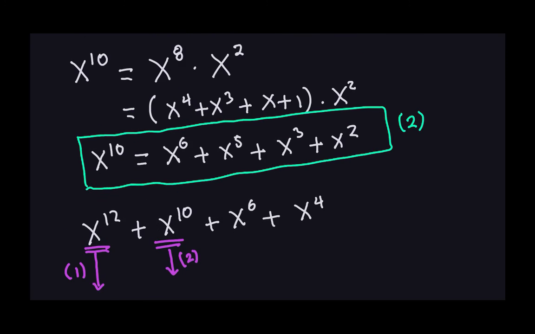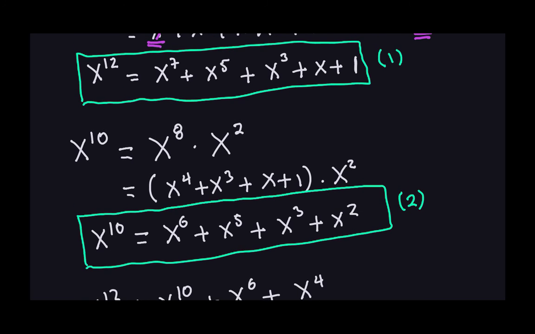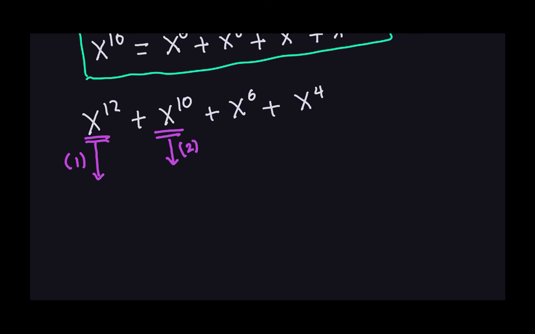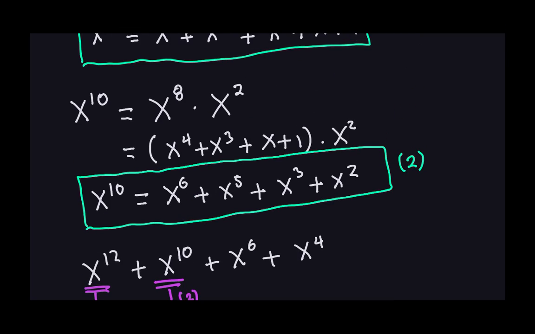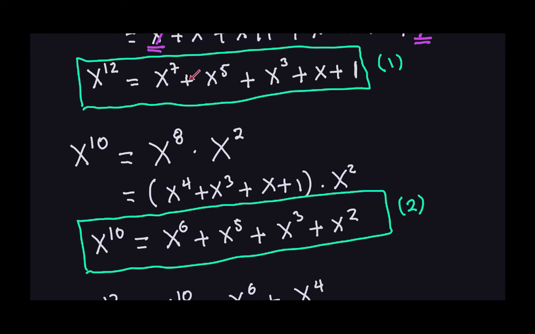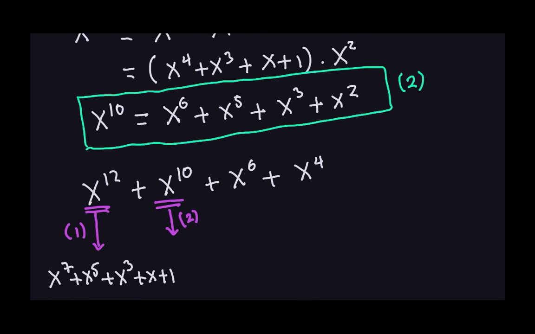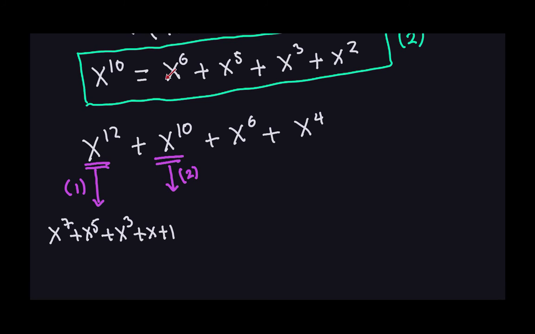So what is equation 1? Equation 1 says that x to the 12 is this right here. So I'm going to just write that down. So I have, let me see here, with color, x to the 7 plus x to the 5th plus x cubed plus x plus 1. That would be x to the 12. That again is right here. And then I'm going to add x to the 10. But x to the 10 is this right here, so it's going to be plus, let me write it down here.